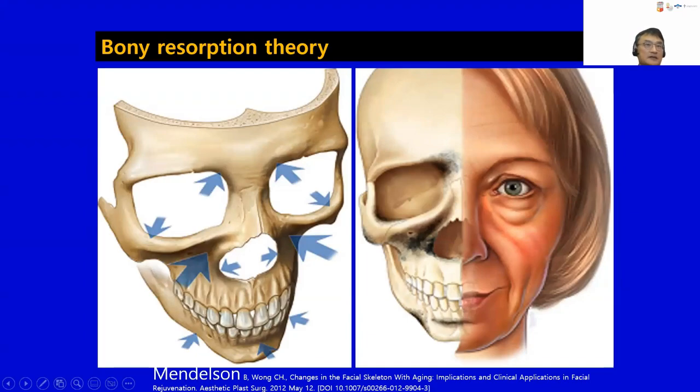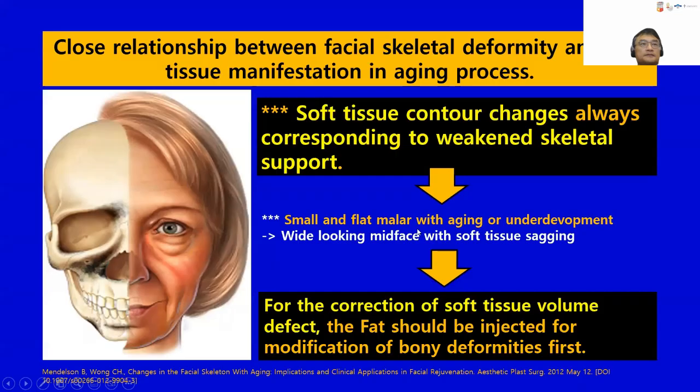As a further concrete concept of the lumbar theory, the bone resorption theory was suggested by Dr. Mandelson. He described the change in the facial skeletal framework resulting from aging as caused by bone resorption. The area of bone resorption also corresponds to the more mobile parts of the face during animation. The evidence of aging manifested by the soft tissue corresponds to the area of weakened skeletal support. In conclusion, in order to correct the contour of the soft tissue, it is important to first try to correct the bone change.